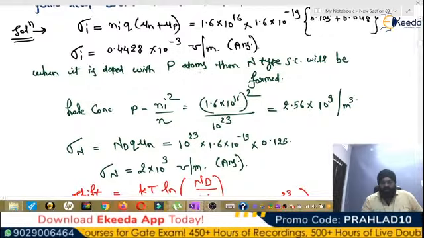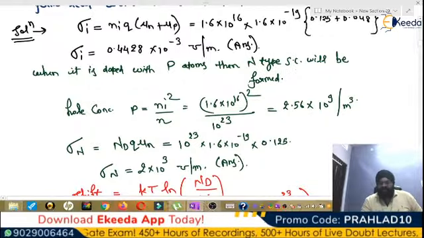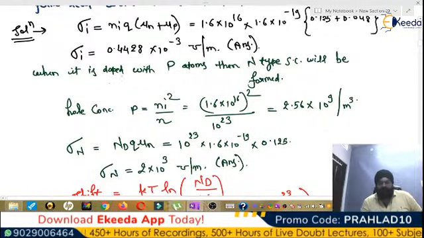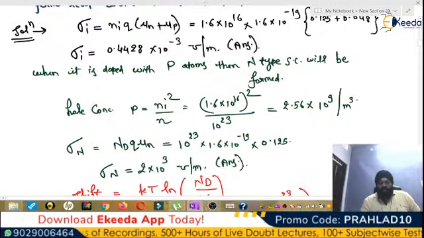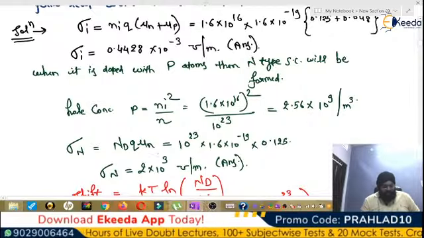So when it is doped with phosphorus atoms, then an n-type semiconductor will be formed. So hole concentration is Ni square by n, according to mass action law.